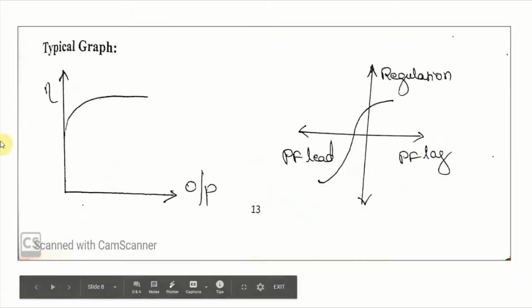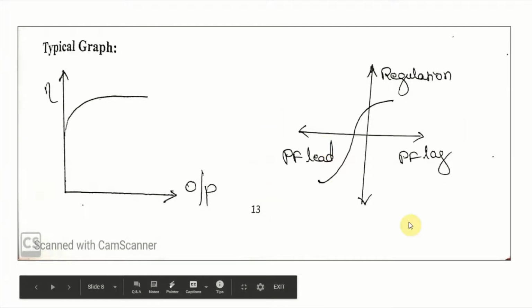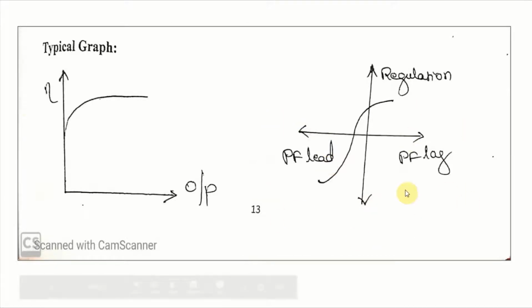So this is the typical graph. We expect the efficiency versus output graph to be something like this, similar to this pattern, and the regulation graph will be somewhat similar to this. Small variation can be expected because of the practical situation.